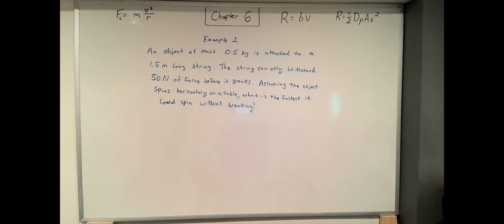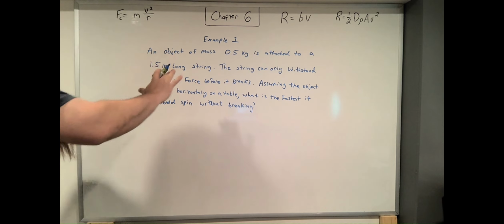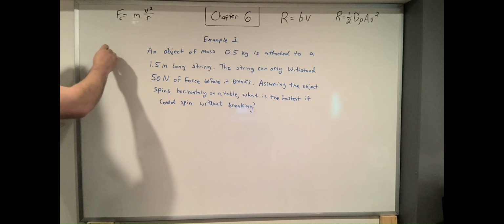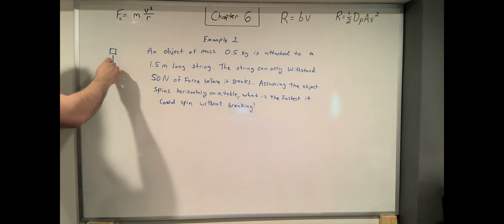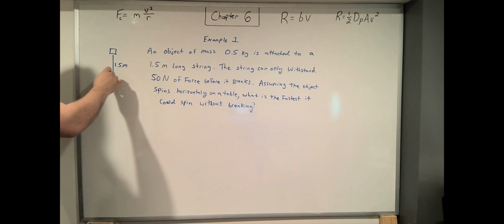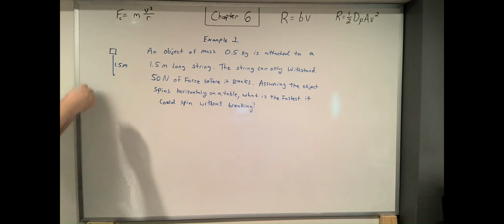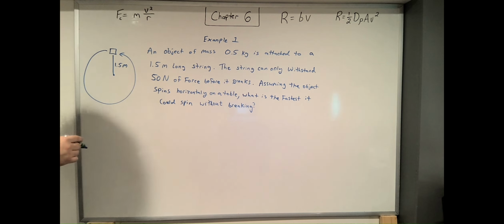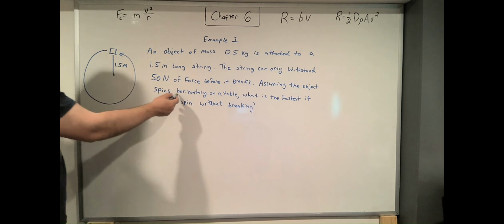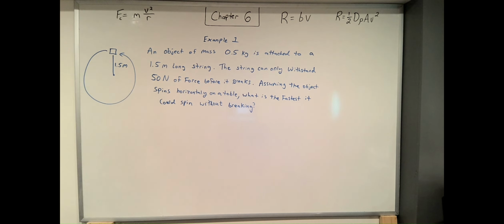We can kind of draw this one out. If we look at it from an up-top view, we'd have whatever this object is. We'd have a 1.5 meter long string that's attached to it. And then the object spins horizontally. Now, gravity doesn't play a part. That's why they put it as spinning horizontally on a table, so that we don't have gravity taking hold of this. Now, like in all force problems, you would draw out a free body diagram, right?